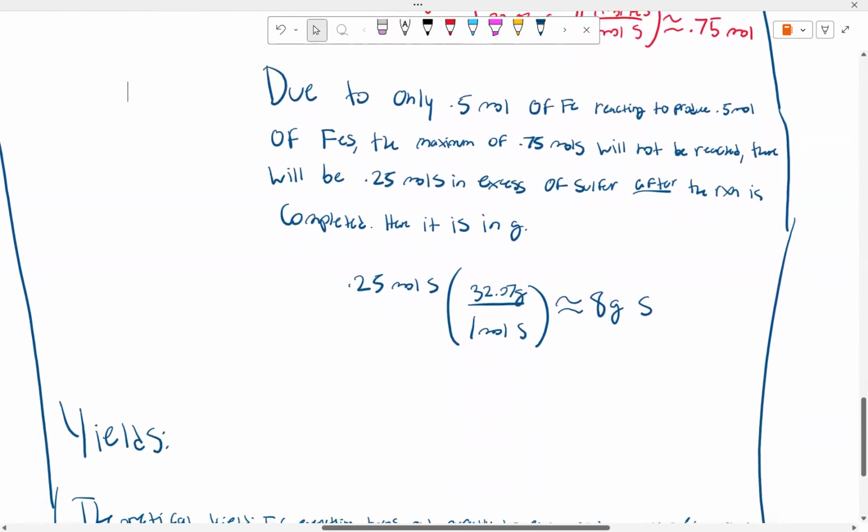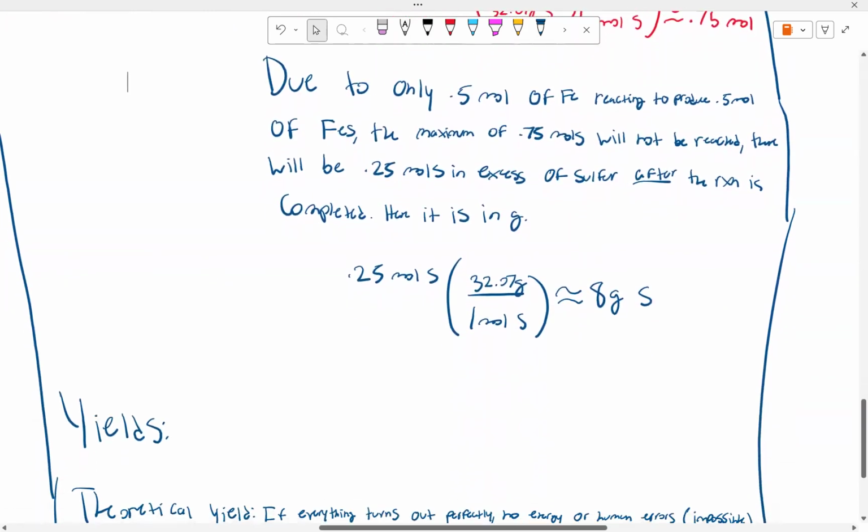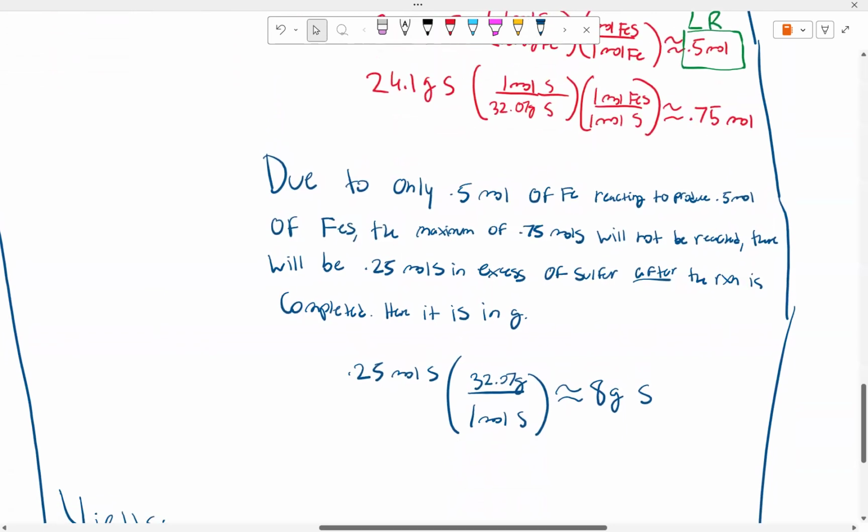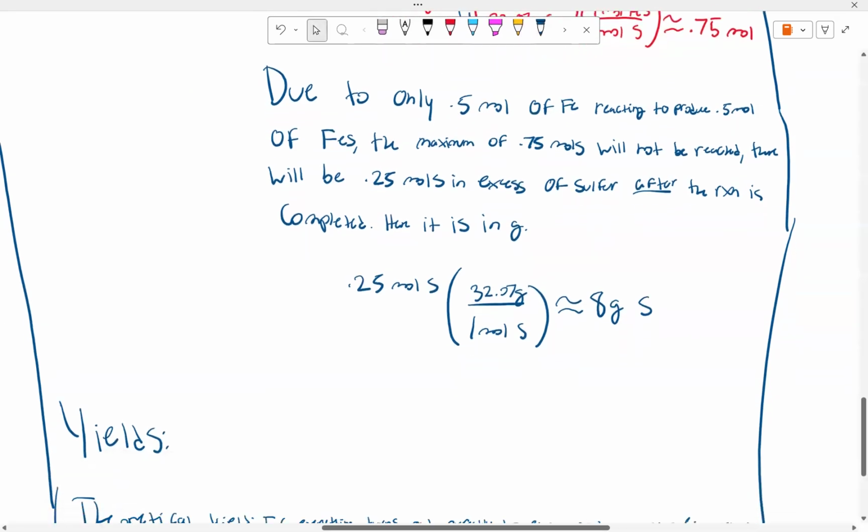But if you want it in grams, you could just do the same thing where you'll have the molar mass of 32.07 grams, but instead I'm flipping this. So this got flipped because notice how grams is in the denominator here, but we want grams in the numerator in order for that to cancel out in the denominator. So it's 8 grams of sulfur. Woohoo.